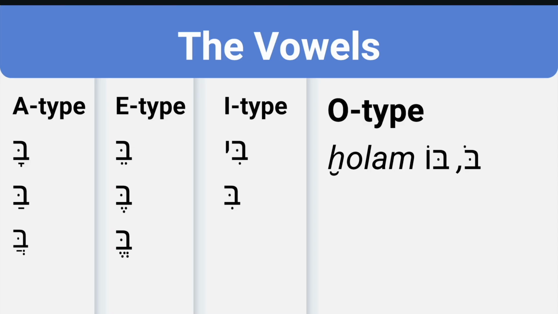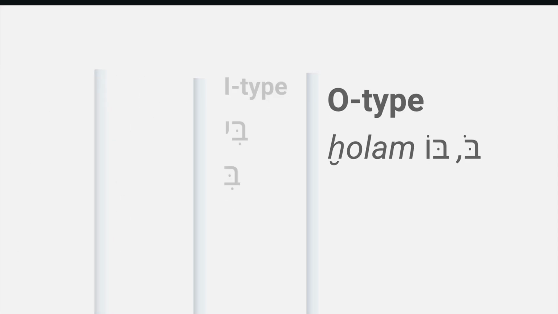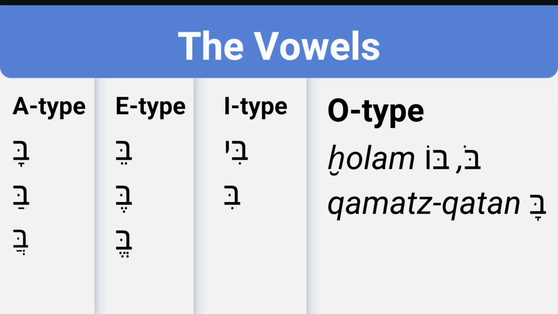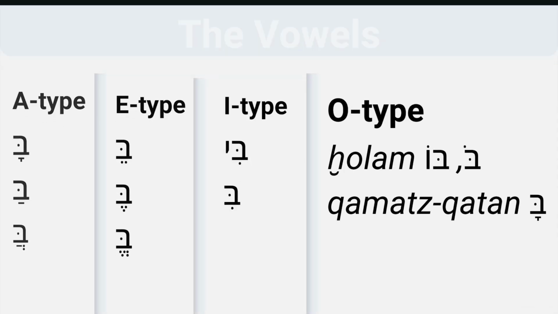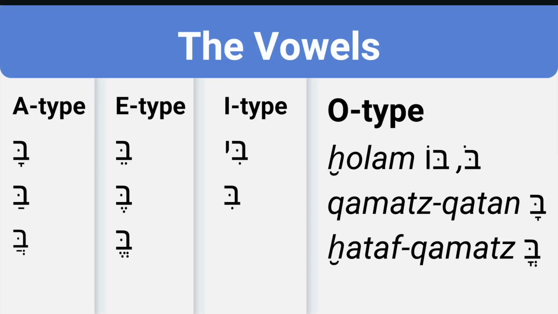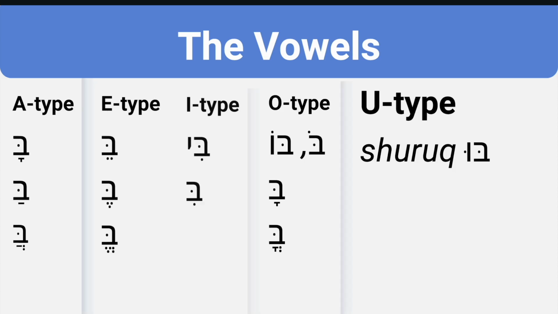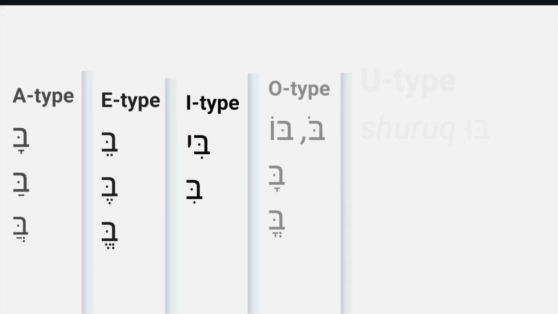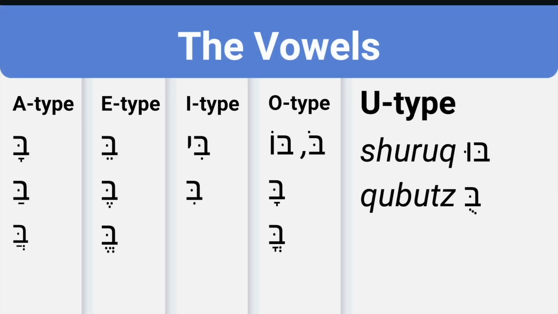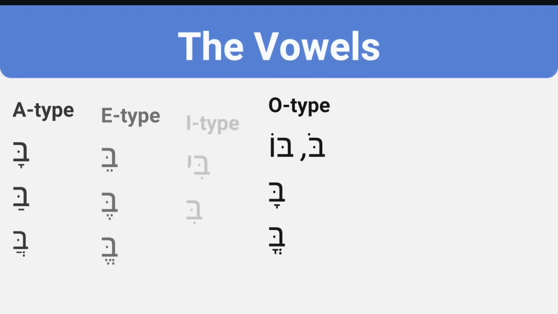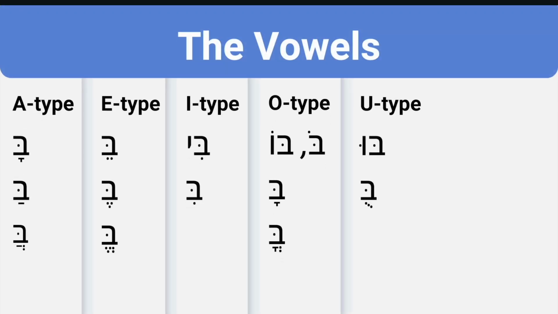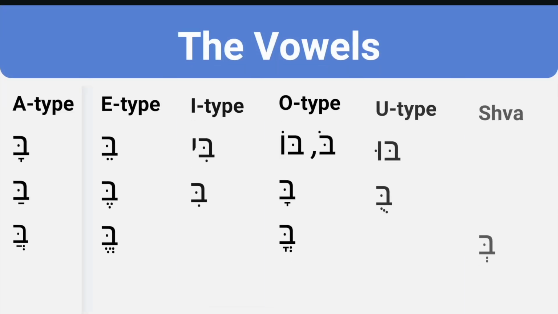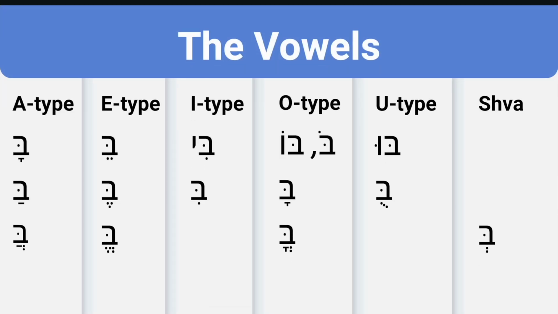And there's the O-type, cholam, kamatz katan, chataf kamatz, and then the U-type, shuruk, and kubutz. And then, of course, we have to make mention of the schwa, or shva, depending on how you choose to pronounce that. But what I want to focus on here is the I class.